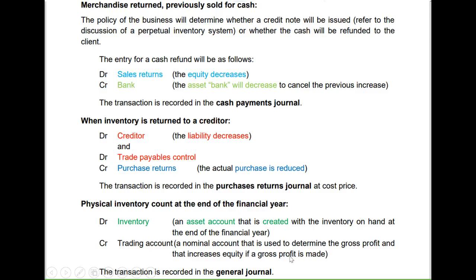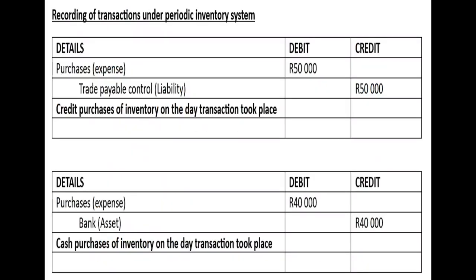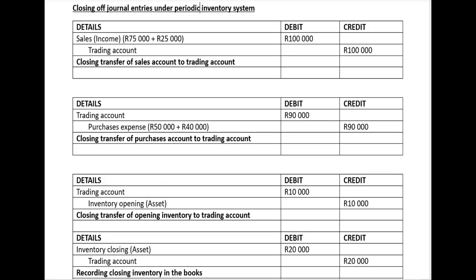And here you were told that there was a physical inventory count at year end. Once we have determined that, what do we need to do? We need to debit that inventory to recognize that this is the inventory that we're left with, which is an asset. Then what are you crediting? Your trading account. That's what we just did here. We debited the closing inventory, which means our assets are increasing by 20,000. This is the inventory that we are left with. Then we are crediting the trading account. So we are recording the closing inventory in the books. That's what we are left with.